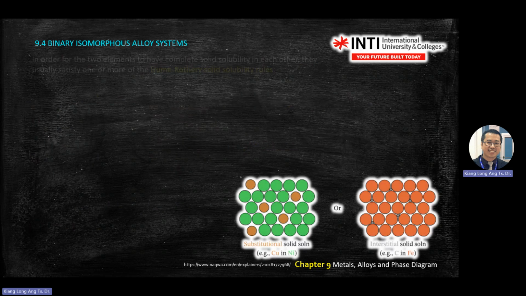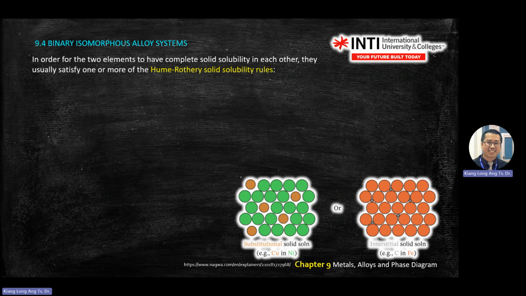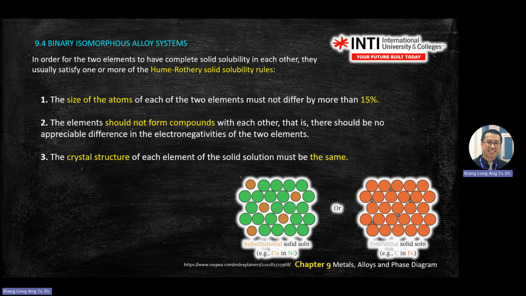So you want to study about the solid solubility, you need to recall what you have learned previously called Hume-Rothery rules. You already saw this one previously. First, the size of atom cannot be more than 15%. If you want to do substitution, cannot be more than 15% the size. Second, it cannot have any chemical reaction, cannot form compound.